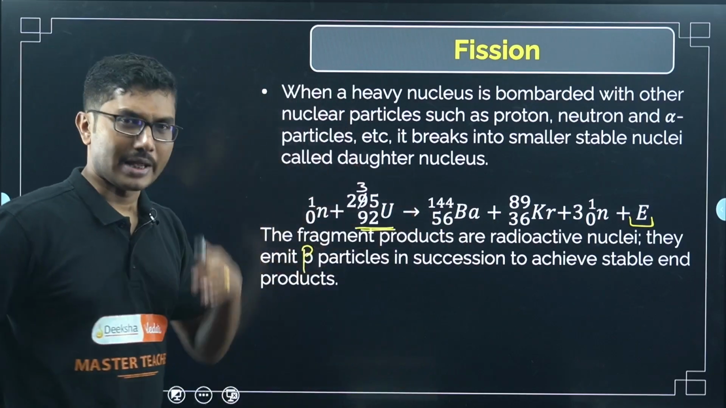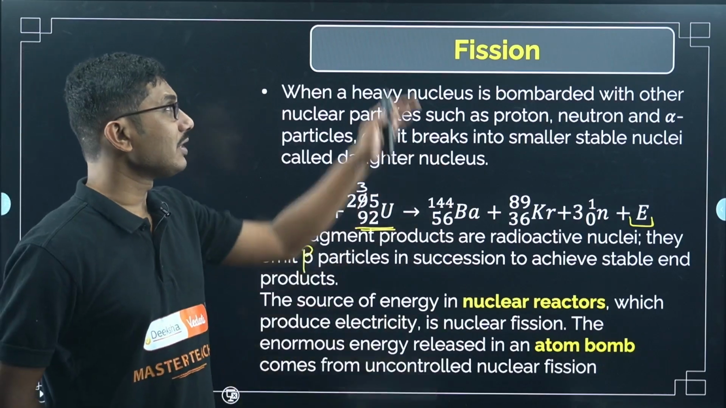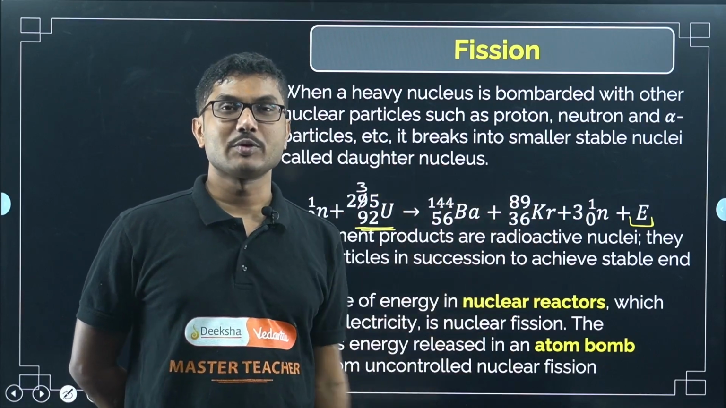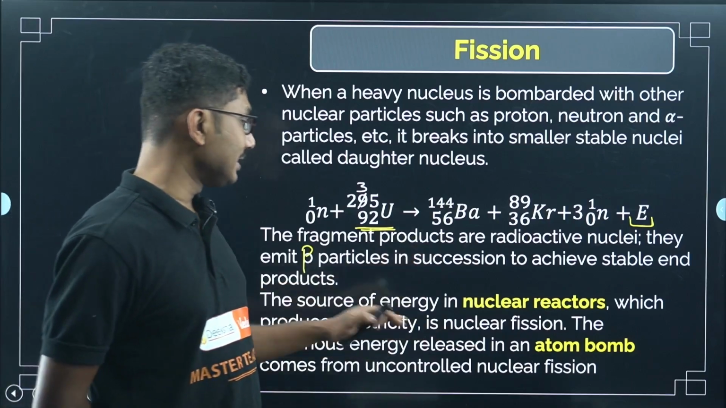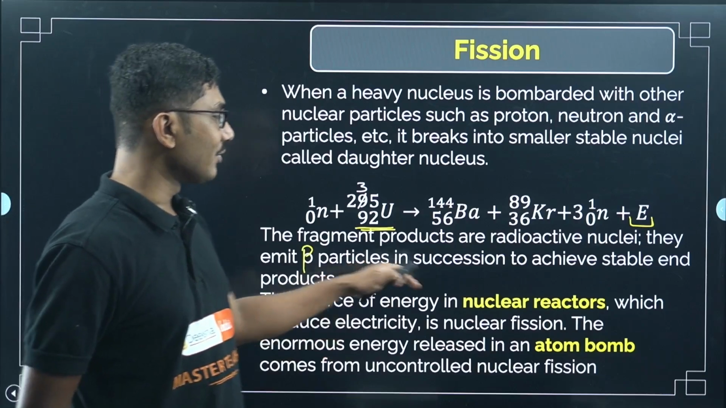That takes a long time. Radioactivity is a very long process, whereas nuclear fission is an immediate process. When we want the energy, we just have to bombard it. So the source of the energy in nuclear reactors which produce electricity is nuclear fission.